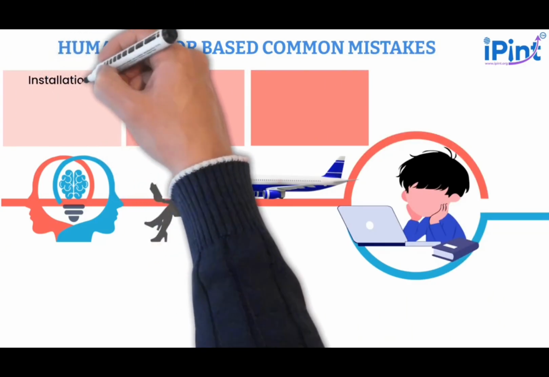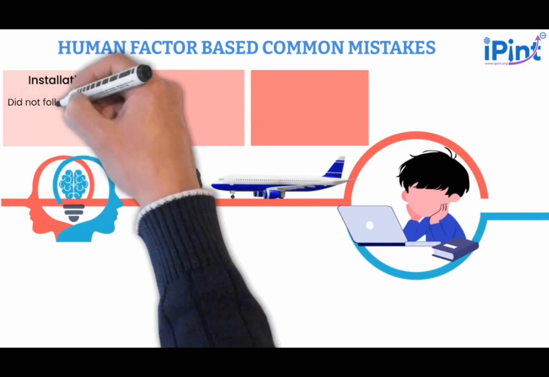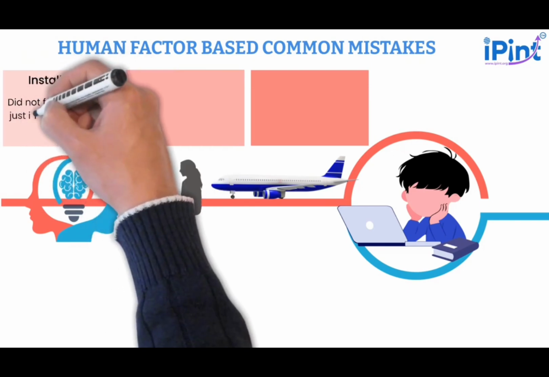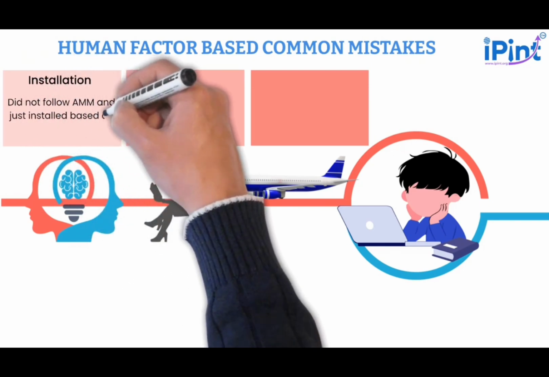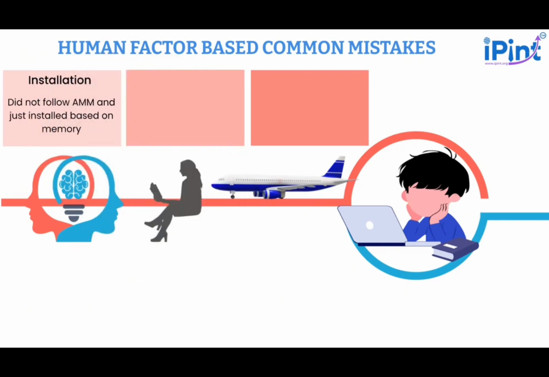Installation. Working from memory instead of the manual. A technician carried out an installation without referring to the aircraft maintenance manual, the AMM. Instead, they relied on what they remembered. Now, experience is valuable, but memory is fallible. Procedures exist for a reason, and the moment we decide we know better than the manual, we open the door to error.